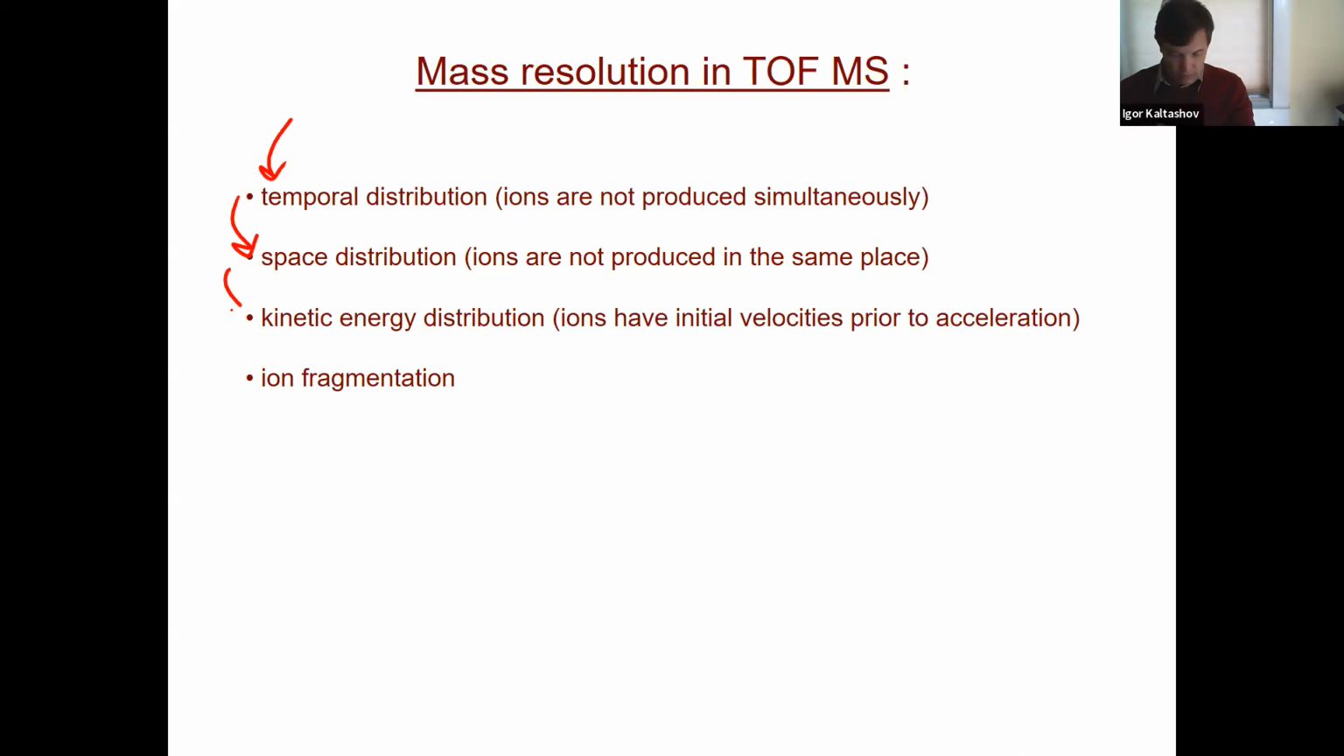Kinetic energy distribution: when I presented my simplistic diagram, I assumed that ions have zero energy prior to the ionization event, which may not be true, right? This extra velocity that they have, which is not related to the acceleration in the electrostatic field, would also limit the resolution. And finally, we have ion fragmentation. This is another thing that limits the resolution.